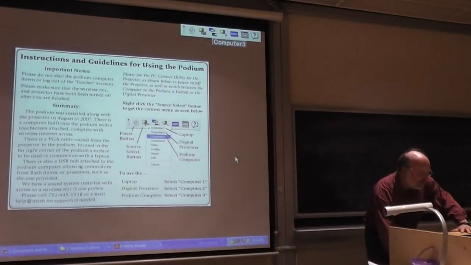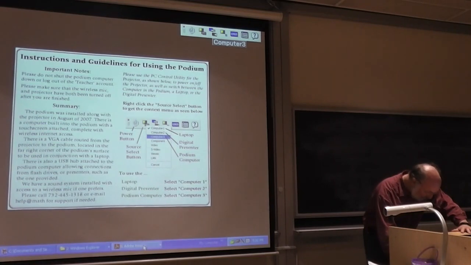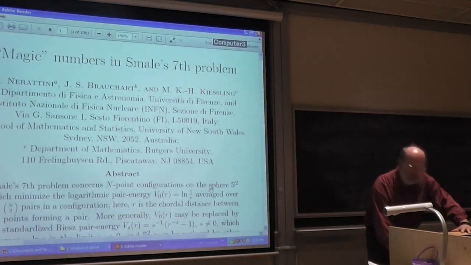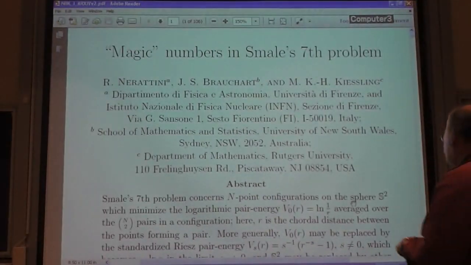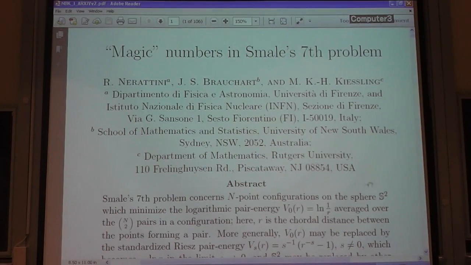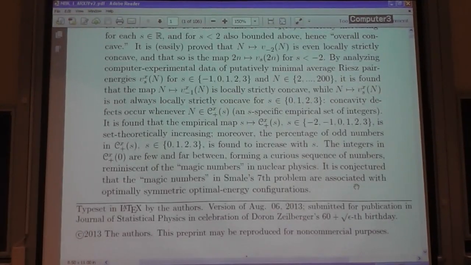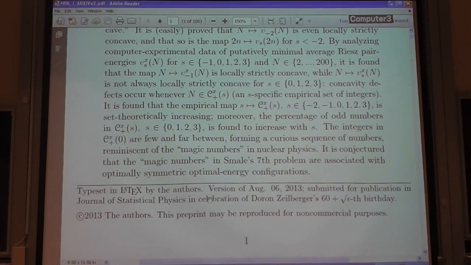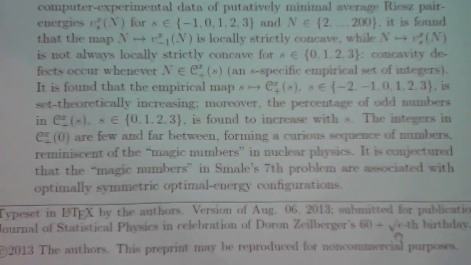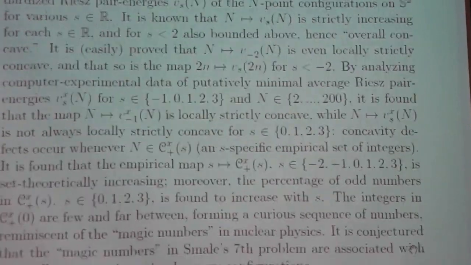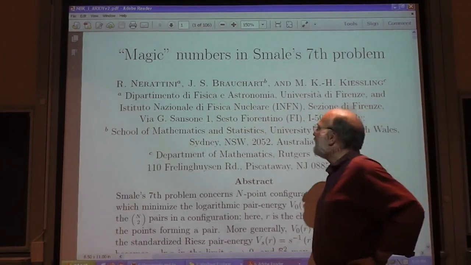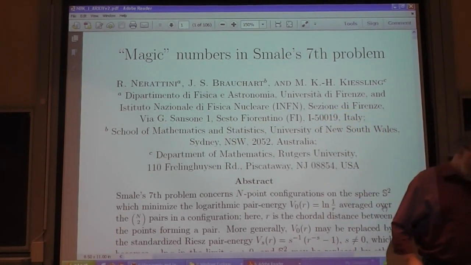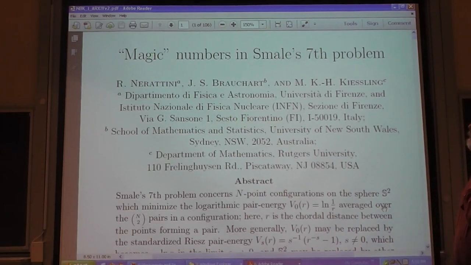And in fact, it all started, let me first pull that up here. There we go. So with Doron Zeilberger's 60th birthday. So actually it's not that long a time ago. See, there's here, in celebration of Doron Zeilberger's 60 plus square root epsilon's birthday. So square root epsilon is, of course, up to you. I think it's 63 by now. So in any case, it took us a long time to write this.